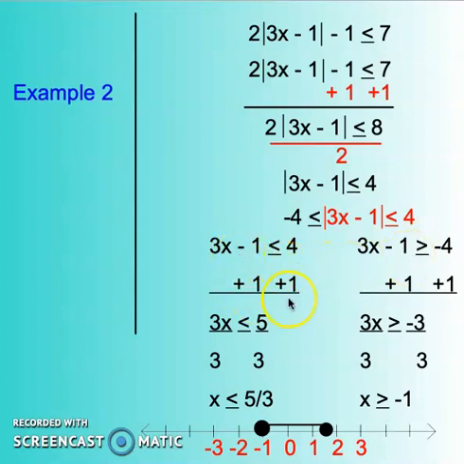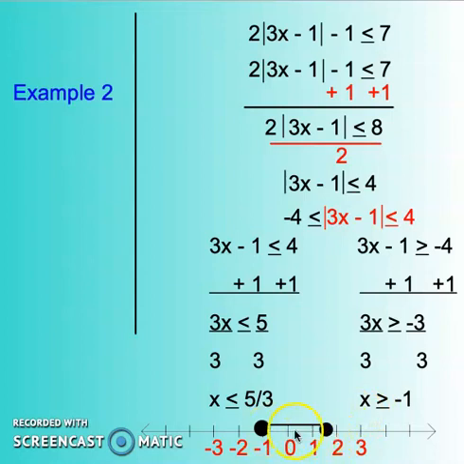So solve for x, and we get down to x is less than or equal to 5/3, or remember that is 1 2/3. And then over here, if we do the inverse, add 1, divide by 3, we get x is greater than or equal to negative 1. Now look what happens with these two. This one is less than, and this one is greater than. They both have closed dots because, again, they have an inequality symbol that has the or equals to.